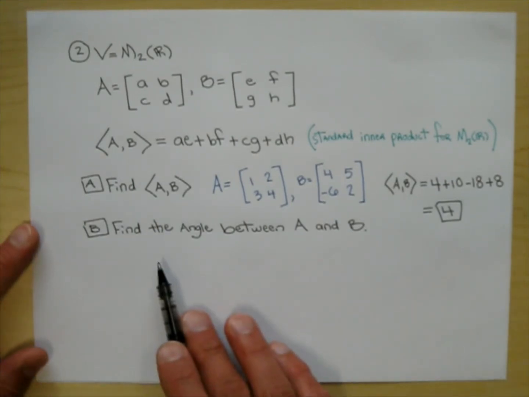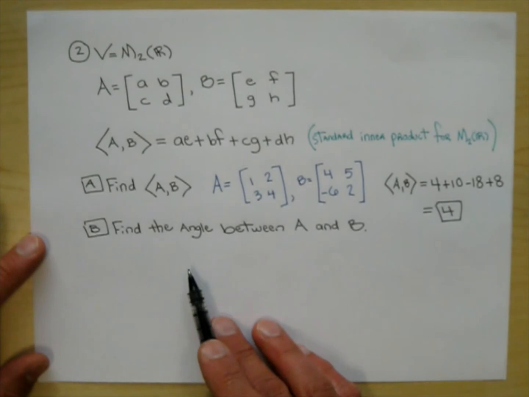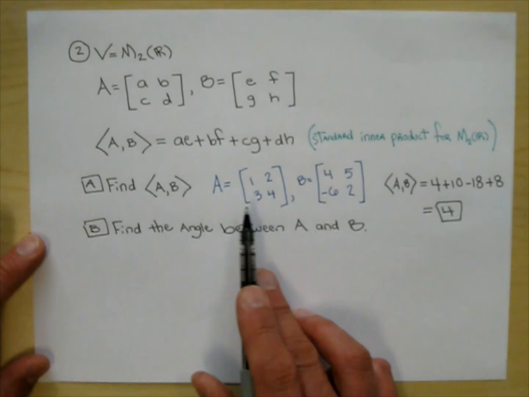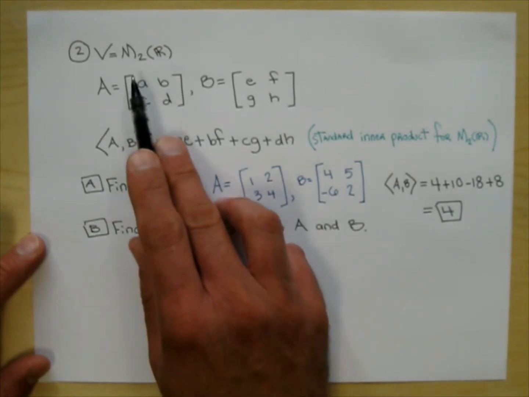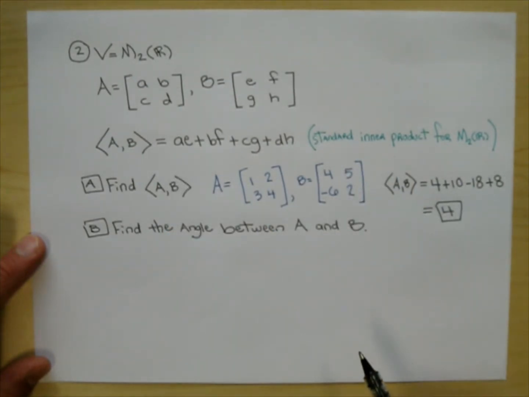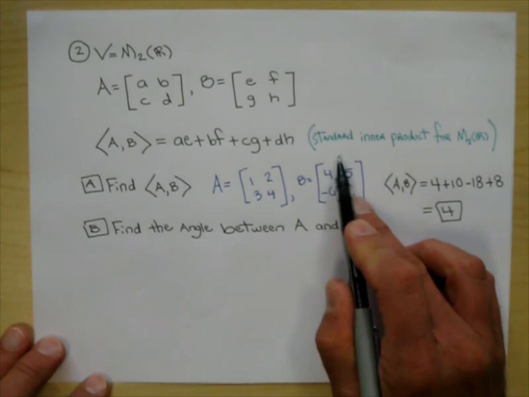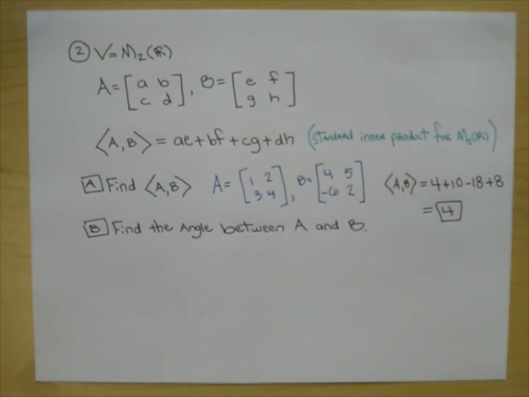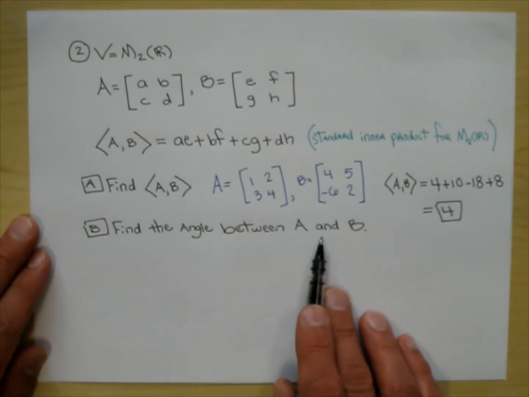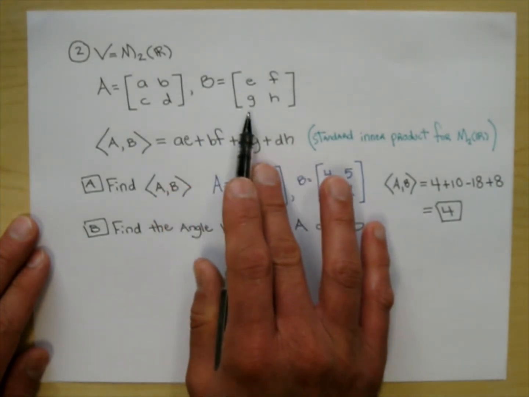Okay, let's go ahead and find the angle between A and B. When you're doing problems, you have to be given the inner product to know what to use, because we could have done a non-standard inner product for M2 and thrown a 3 in front of the AE. So you have to know what the inner product is. Sometimes when they don't tell you in a math book, it defaults to the standard one. So we want to find the angle between A and B. This is when it gets a little crazy. We are finding the angle between two matrices. Yes, and that's what we're going to do.